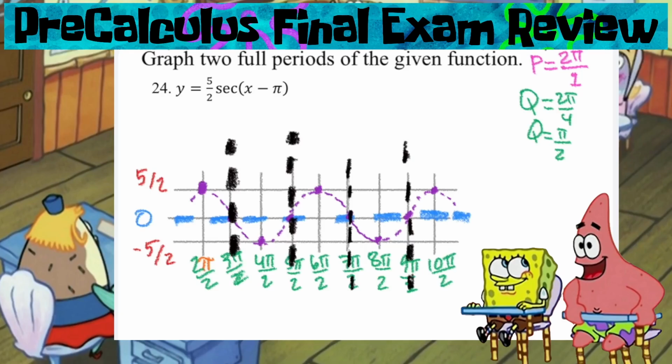Then everywhere I had a max on cosine, it's sort of like a min for secant. That's a min for cosine, that's sort of like a max for secant, and so on.